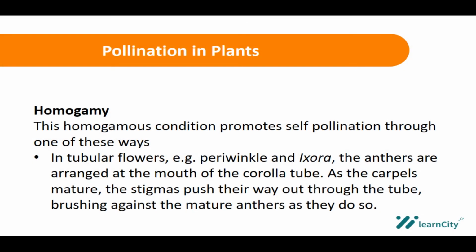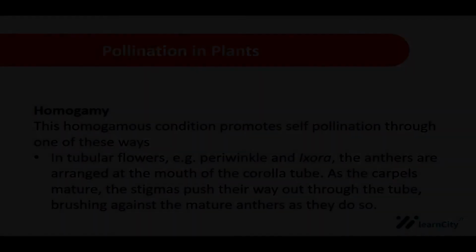Also, another way homogamy promotes self-pollination is in tubular flowers like periwinkle and ixora, where the anthers are arranged at the mouth of the corolla tube. As the carpels mature, the stigmas push their way through the tube, brushing against the mature anthers and taking on pollen grains on their surface as they do so.